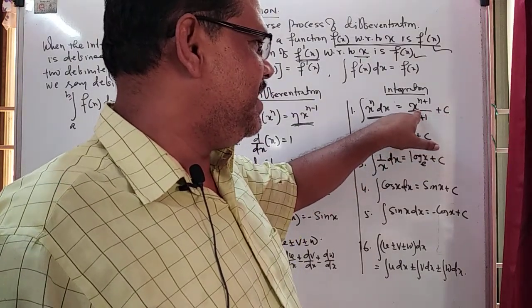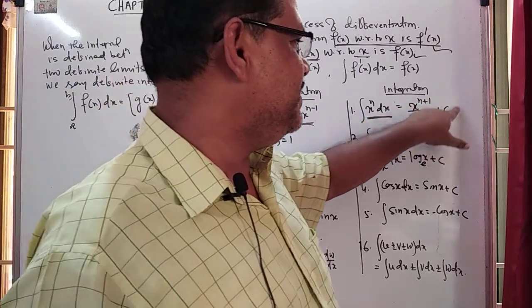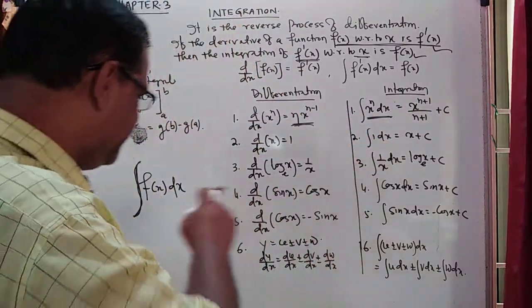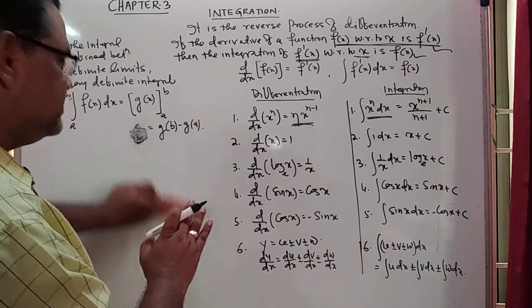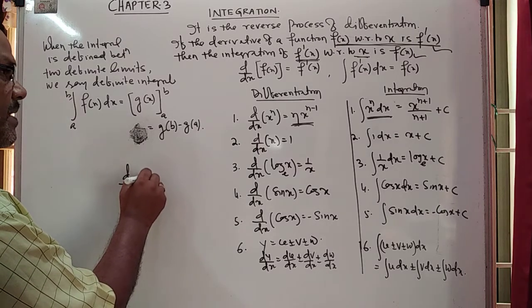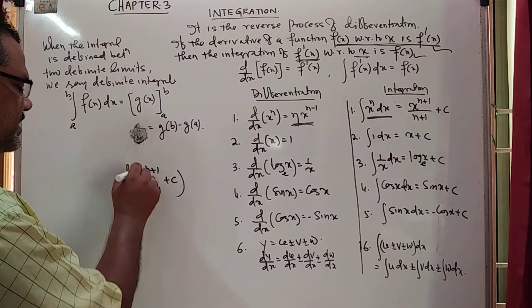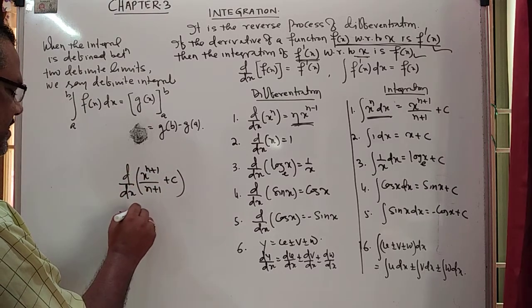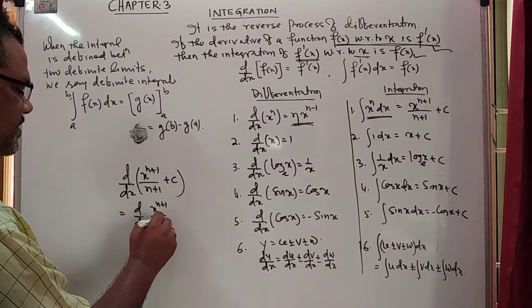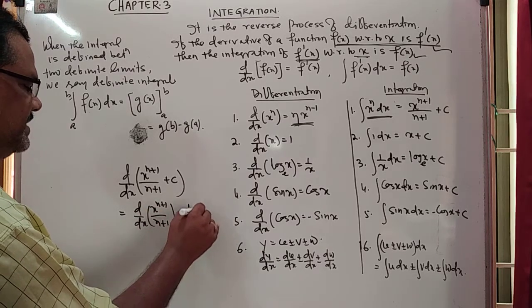If you differentiate x to the power n plus 1 upon n plus 1, you can get x to the power n. You do it now. Suppose I want to find d by dx of x to the power n plus 1 upon n plus 1, plus c. If you take the derivative, what will happen? The d by dx of x to the power n plus 1 upon n plus 1, plus d by dx of c.